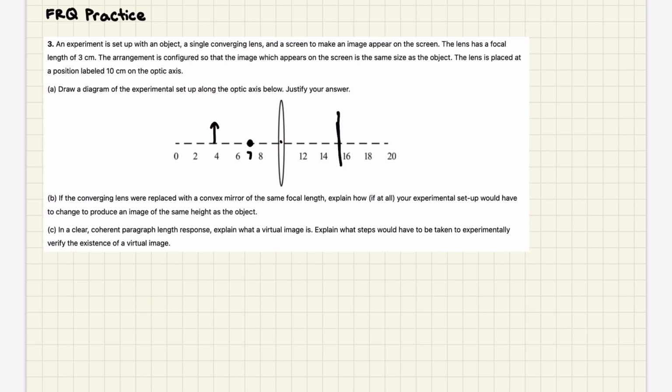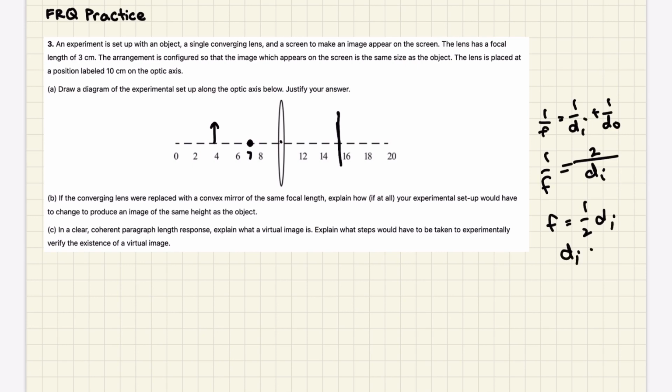And the way we know that these are the exact positions is because we know that 1 over f is equal to 1 over di plus 1 over do. And for di and do to be equal to each other, because this is the only way the heights of the objects would be the same, you're going to have 2 over di is equal to 1 over f. And so f should be equal to 1/2 di, and so di is going to be equal to 2f. And di or do, you can use the same thing because they're both the same. So do is going to be 2f, and it's going to be right here. That's going to be your justification for that.